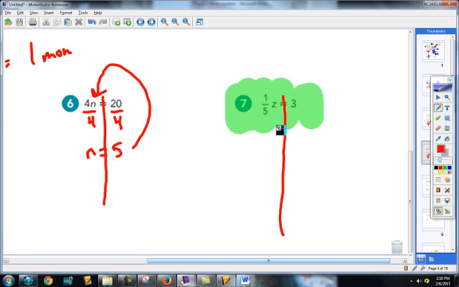Now we ask ourselves that same question. What is happening to the variable? Well, the variable is being multiplied by 1/5. So I need to do the inverse of multiplying by 1/5, which means I'm going to be dividing by 1/5 and dividing by 1/5.